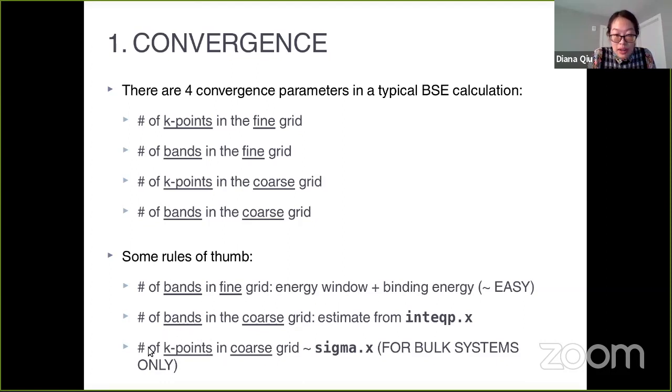And then for the K points on the coarse grid, usually for a typical bulk material, you can use the same K grid that you used for sigma.x. So for a typical bulk material, the only thing that's tricky to converge is the K points on the fine grid, where you just have to increase the number of K points until your exciton energies converge.